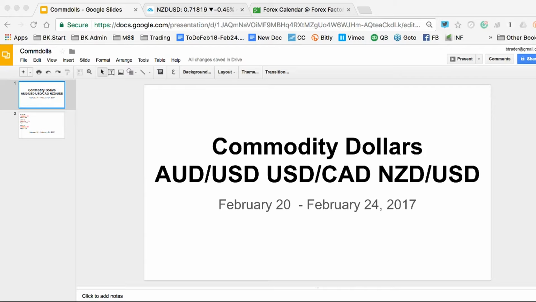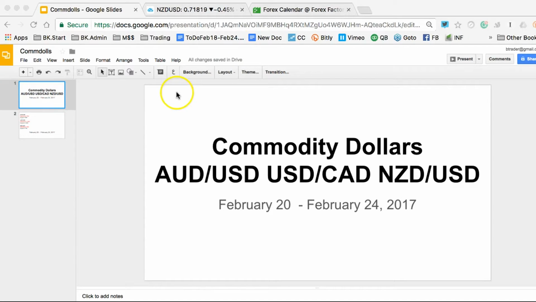And I think the interesting story here is that the commodity dollars continue to be the very low volatility trade in the market. They're really moving very, very slowly, as the rest of the market is, but they're even more compressed in terms of volatility than the rest of the market.